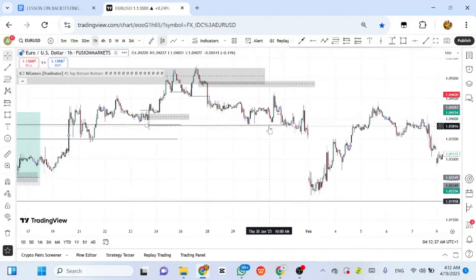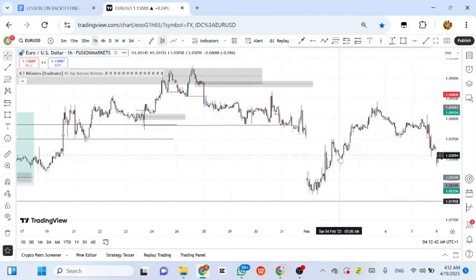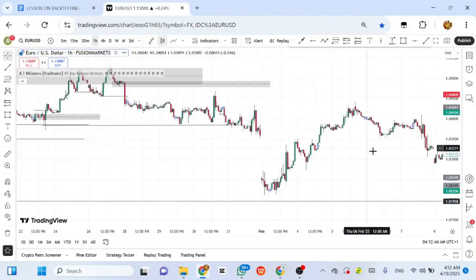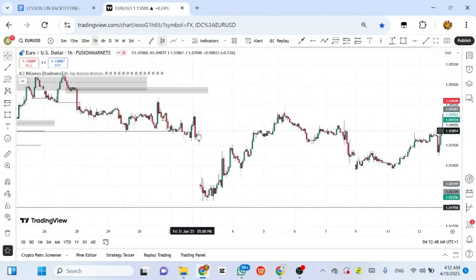So after this now, I'm seeing that the market has changed structure down. So maybe from this, I'll be expecting, okay, let the market continue the downward trend. Yes, this is what I'll be thinking. So after this now, the market broke out from this zone.